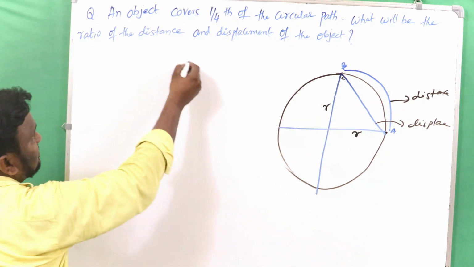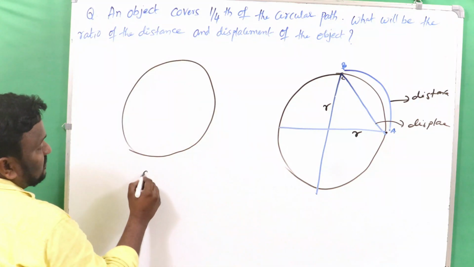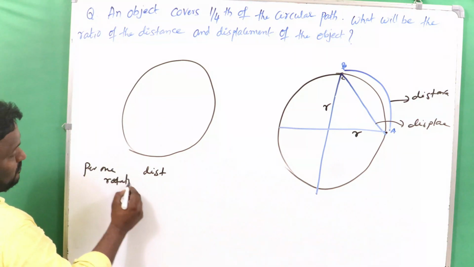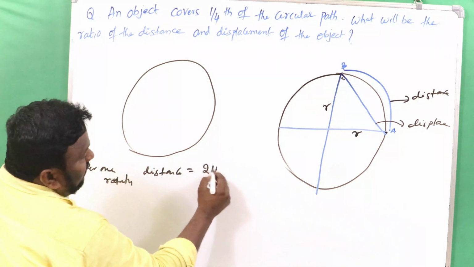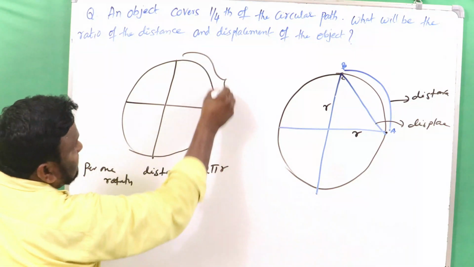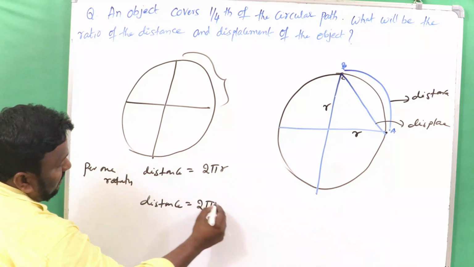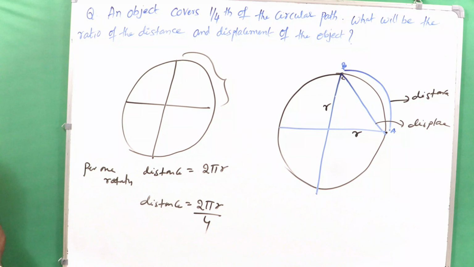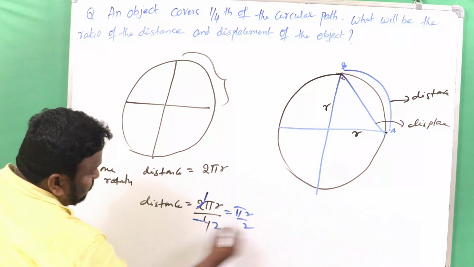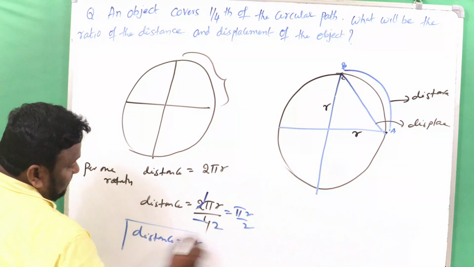So obviously here this is the total circle. For one rotation, the distance covered is what? Per one rotation, distance is 2 pi r. In that, 1/4 is covered. That means distance here, what you have to write? Distance is 2 pi r by 4. Here 2 ones are 2, 2 twos are 4. That is pi r by 2. So distance is pi r by 2. That is one step.